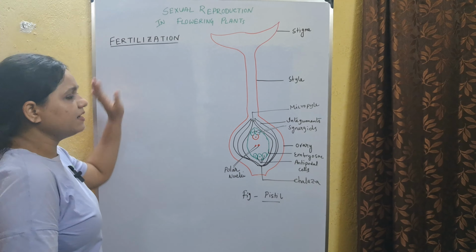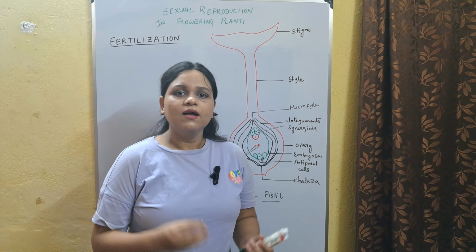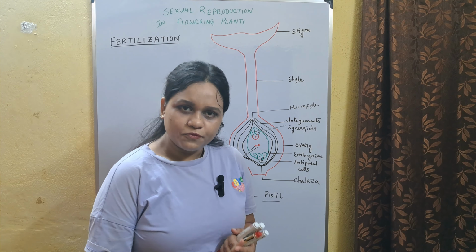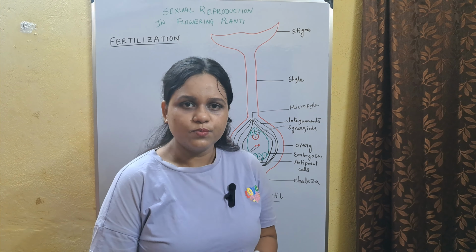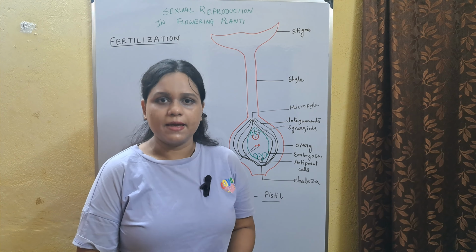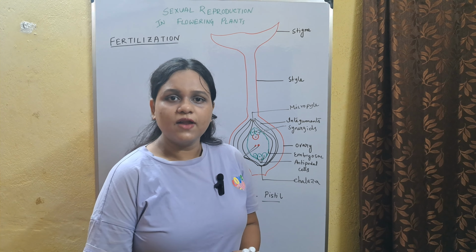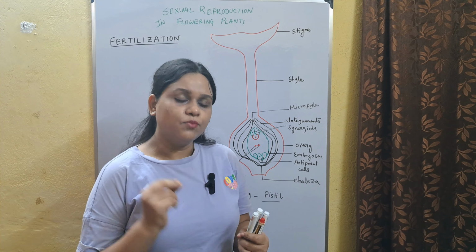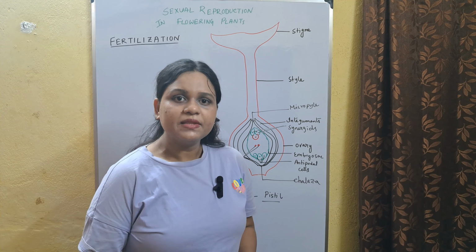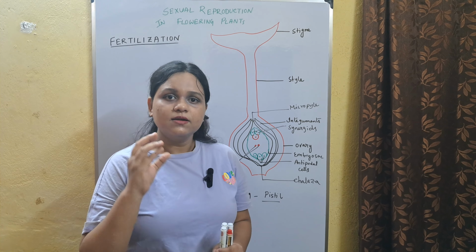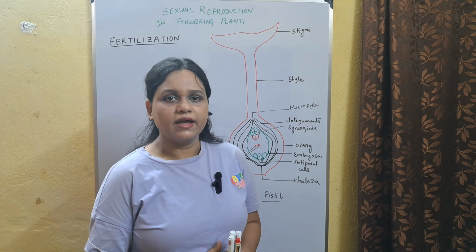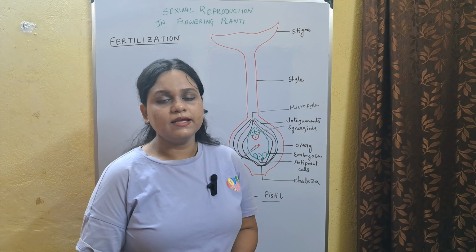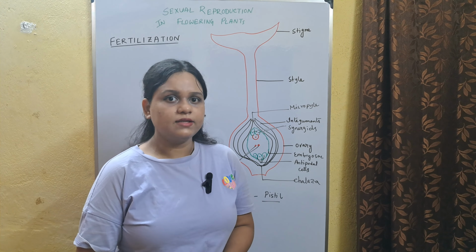What is fertilization? The simple definition of fertilization could be the fusion of both gametes, both male and female gametes. In case of flowering plants, the male gamete is very small and motile and the female gamete is large and non-motile. This kind of fusion is known as syngamy. So we will be learning syngamy.